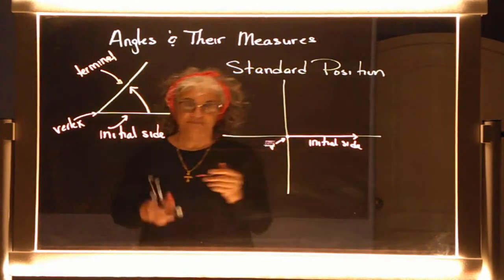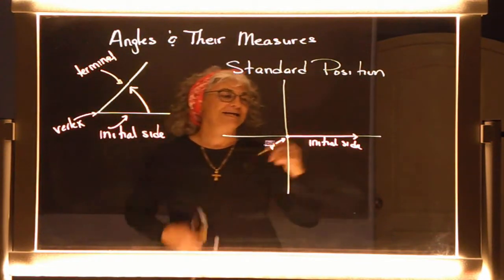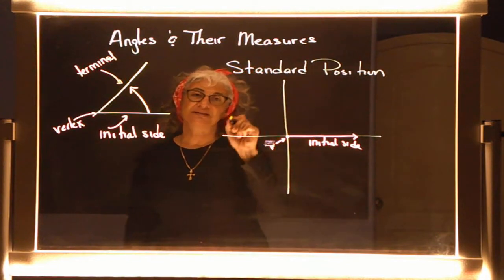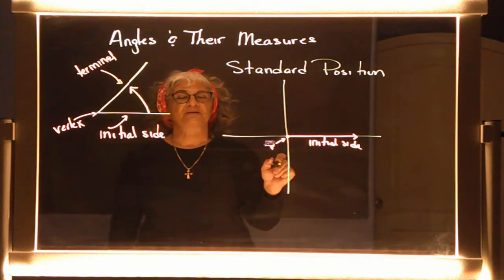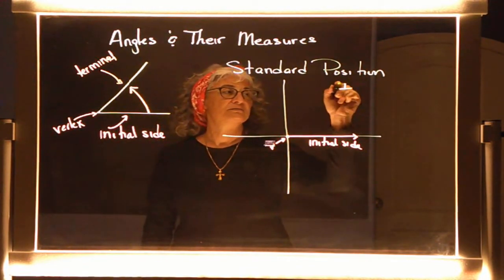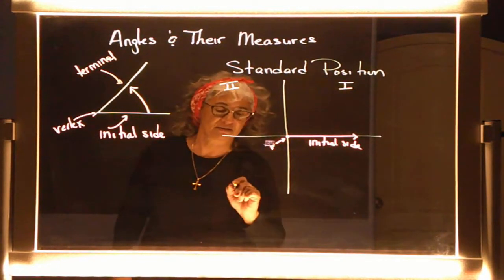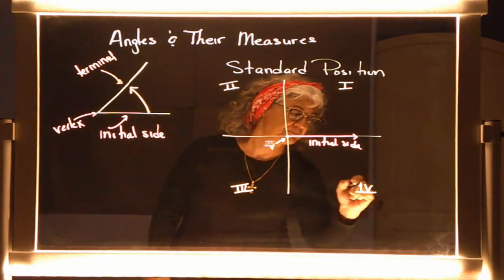Now, two things. If my angle opens in the direction of the labeling of these quadrants, you're like, wait, what? Let me refresh your brain. Quadrant 1, quadrant 2, it goes counterclockwise, doesn't it? Quadrant 3, and then quadrant 4.